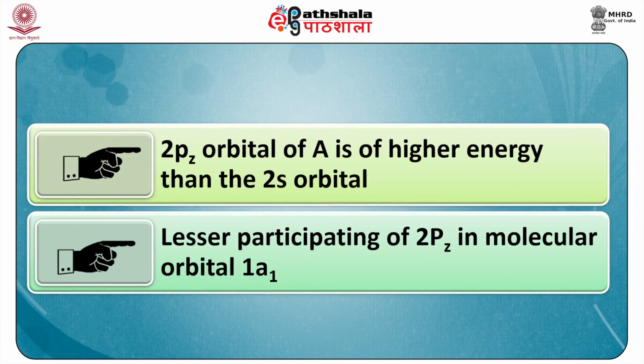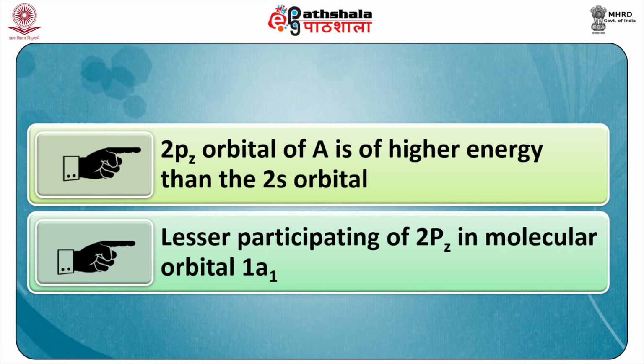Now, as the bond angle increases, the participation of the 2pz orbital in the mixed sp-z orbital in 1a1 decreases, and that of the 2s orbital increases, with the result that in the linear geometry of AH2, it is only the 2s orbital of A1g symmetry which combines with the combination chi 1s HA plus chi 1s HB, also of A1g symmetry, to give the bonding molecular orbital 1A1g.